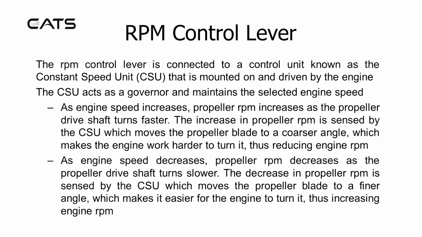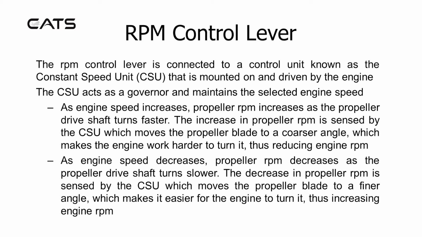The RPM control lever is connected to a control unit known as the constant speed unit, or CSU, that is mounted on and driven by the engine. The CSU acts as a governor and maintains the selected engine speed. As engine speed increases, propeller RPM increases as the propeller drive shaft turns faster. The increase in propeller RPM is sensed by the CSU, which moves the propeller blade to a coarser angle. This makes the engine work harder to turn it, thus reducing engine RPM.